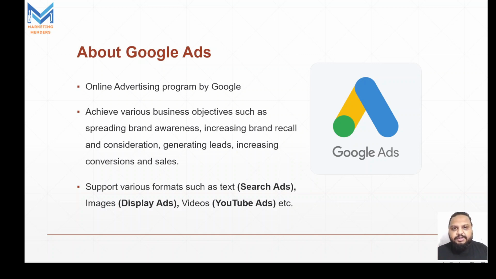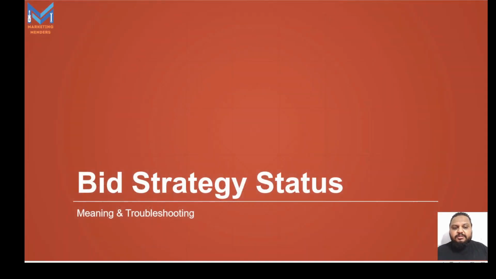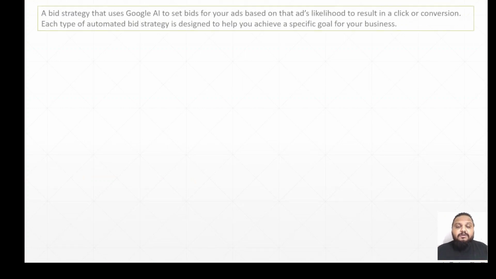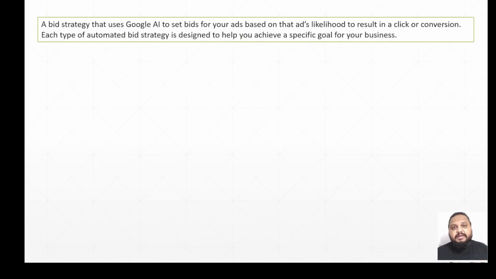But right now, for the introduction purpose, this is what Google Ad is, and that is the kind of services it is providing. Now, before moving ahead to understand the bid strategy status or the troubleshooting ways of those bid strategy statuses, let's understand what is bid strategy. So guys, bid strategy is provided by Google depending on the business objective which you want to achieve, and on what basis you want to pay to Google.